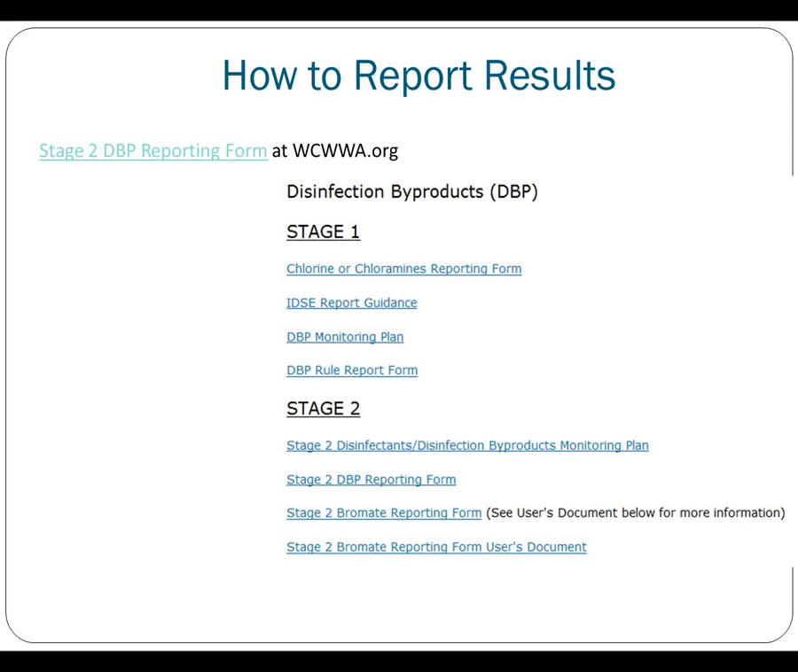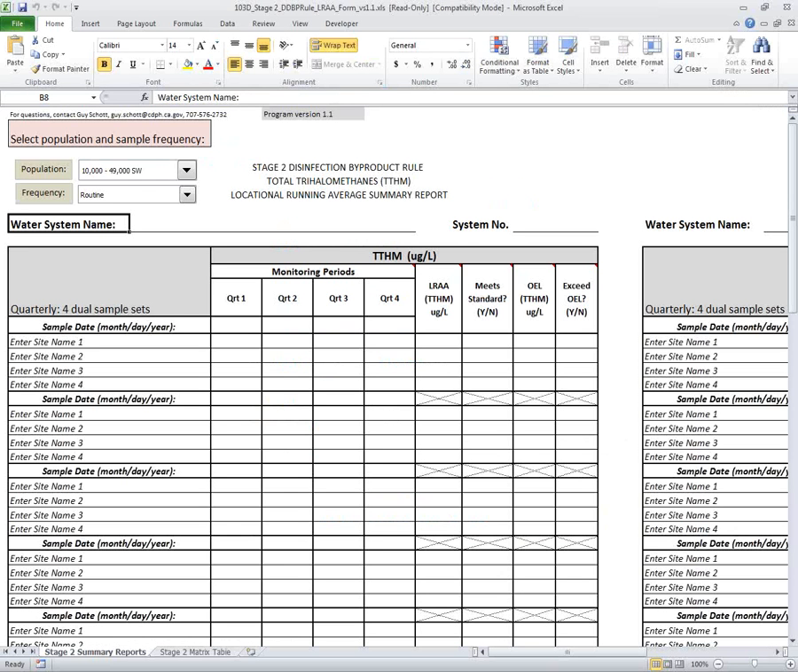How to report the results. As I had shown a couple of slides ago, under Stage 2, there's a Stage 2 DBP reporting form. Click on that and it will open up an Excel spreadsheet that has some macros, so you would have to allow macros to use the form.